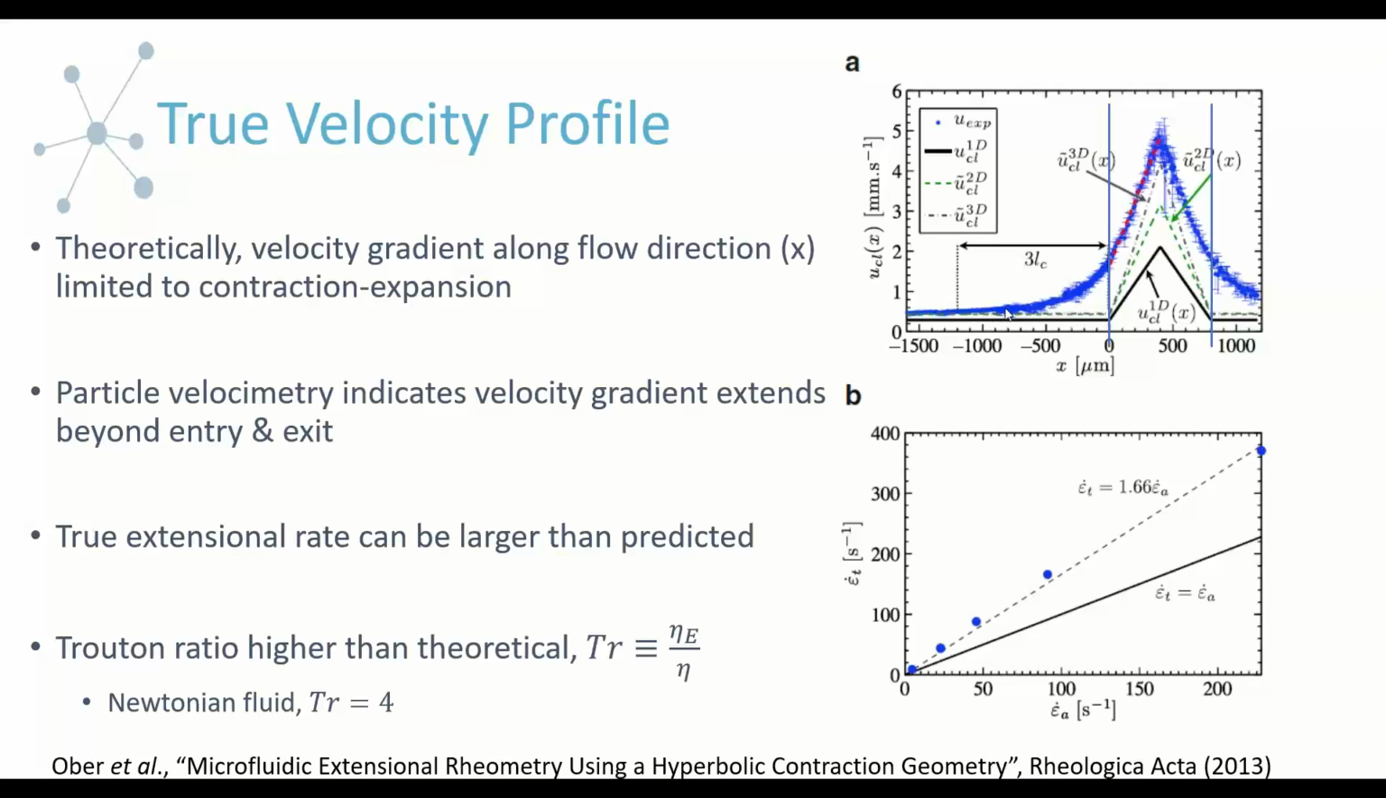And so what we can see is two things. One is that the gradient in the velocity in the direction of flow becomes non-zero quite a distance before we actually enter the channel. So that means that the fluid is experiencing an extensional component to the deformation in the uniform portion of the channel prior to actually entering the hyperbolic contraction.